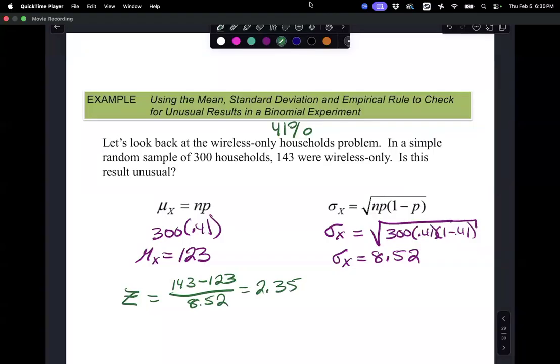How'd we do? Yes, it is unusual. Good. Yeah, you are right. That is unusual. Do we all get unusual? We feeling groovy? Yay! Love it.